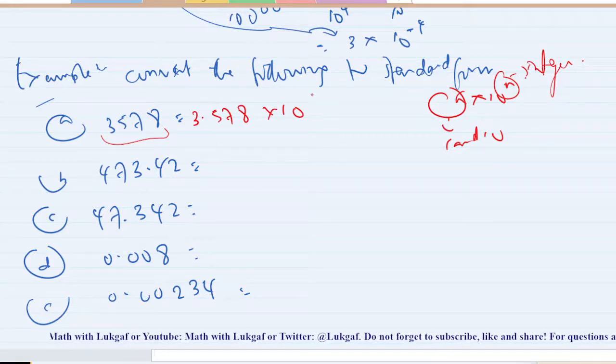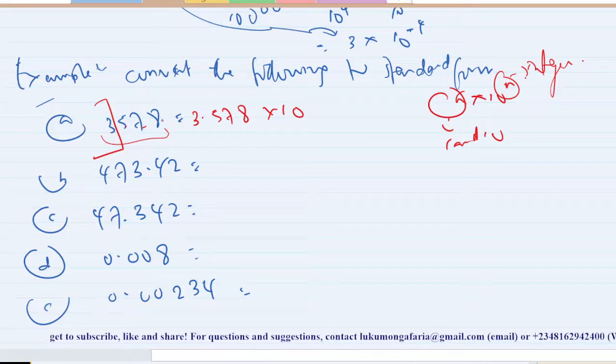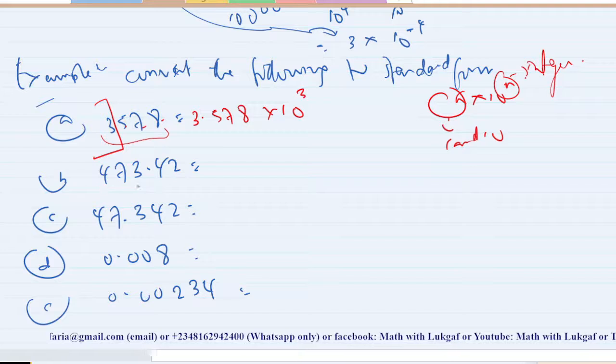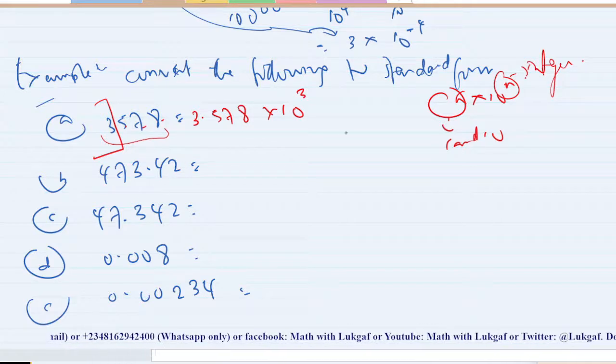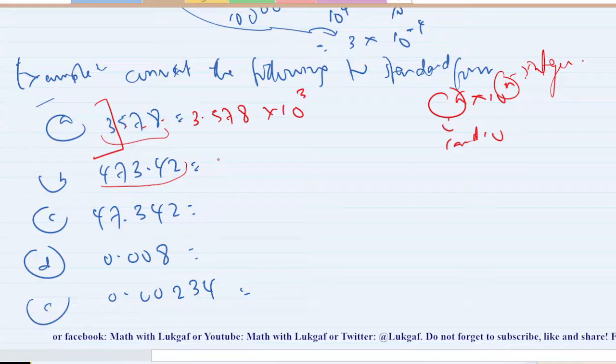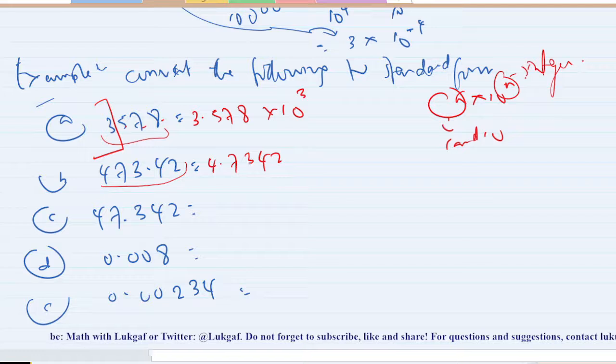Remember the hint I gave to you from the scenario. That is, you leave the first digit and count the number of digits after it. Then I'm going to have 1, 2, 3. So the number of digits will now be your index. Do you understand? So likewise for this one, how do we change this to A? Remember your A must be a number between 1 and 10. This is also going to be 4.7342. If you like, you can leave this one in one decimal place.